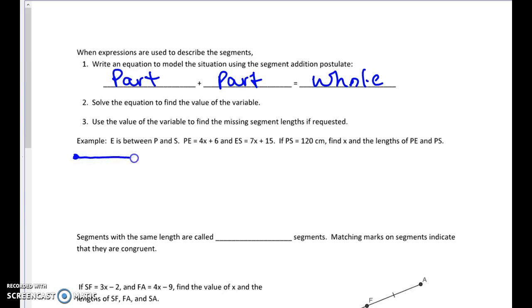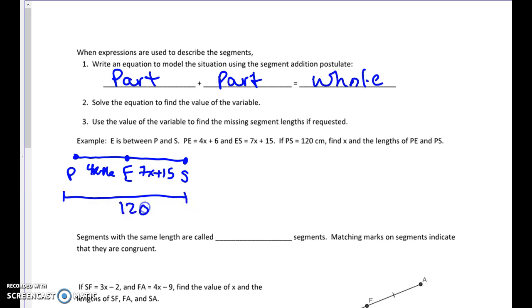So I'm going to draw PS with E in between, and I'm going to label my picture. PE is 4x plus 6, and ES is 7x plus 15. And I'm told that PS, from here to here, is 120. Well, I'm going to plug these into part plus part equals whole. PE is my part, 4x plus 6. ES is another part, 7x plus 15. And my whole is 120.